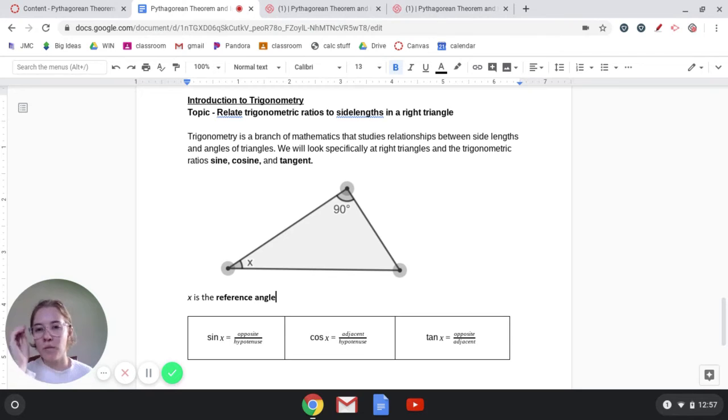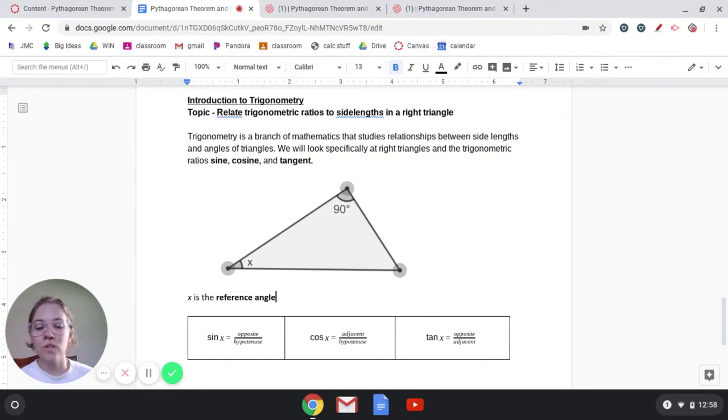Because this topic shows up a lot on the ACT, AccuPlacer, and other entrance exams. It'll show up if you're in Academic Decathlon. This is the sin, cos, and tan, otherwise known as sine, cosine, and tangent. So this is a pretty important topic, which is why it's one of the key topics that made it into this distance learning. So I wanted to introduce it.